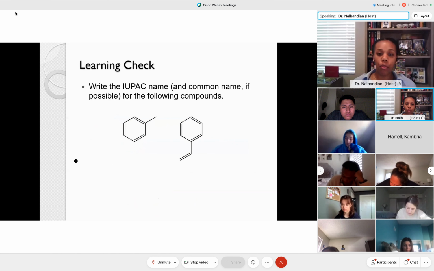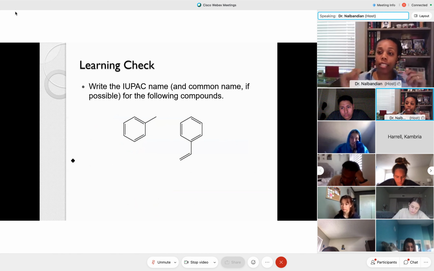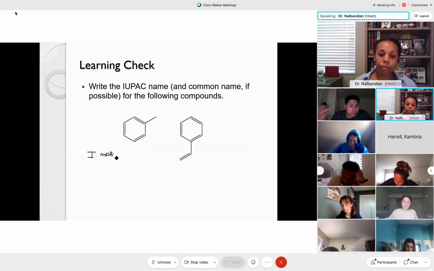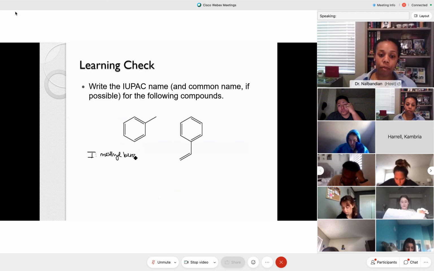All right, so these are ones that you should just recognize. Remember we had that table, and I said these are the ones you need to know, the ones acceptable for IUPAC and common. Make sure you know those because you need to just recognize them. If you have to look this stuff up, it's going to take you a lot of time on your exam. So you should just recognize this first one as methylbenzene and as toluene.